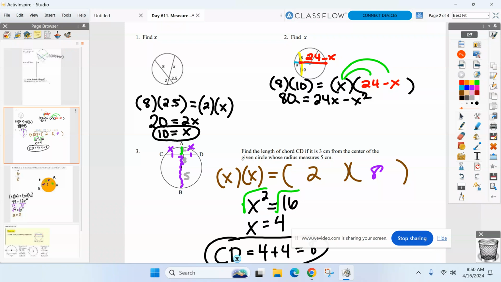So move over the x squared. You get positive x squared. Move over the 24x. It becomes negative 24x. And we didn't move the 80, so that's going to stay plus 80. Equal to 0. All right.